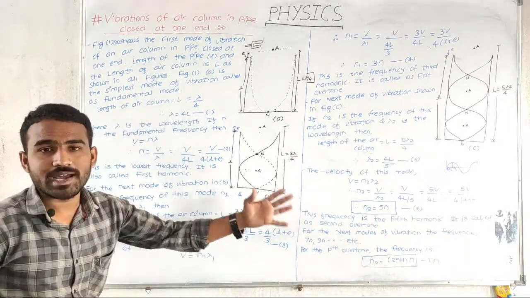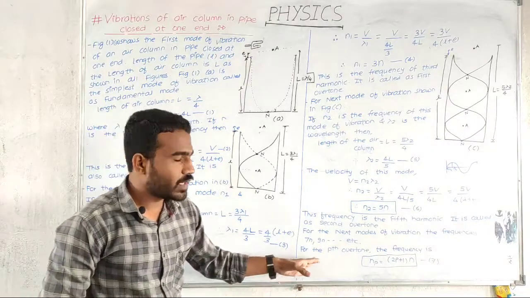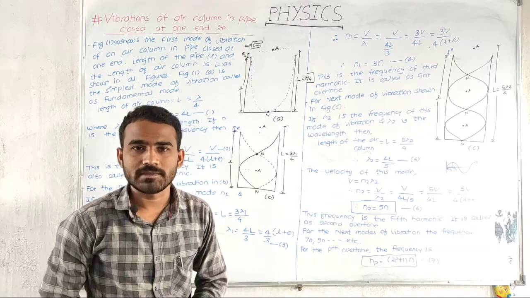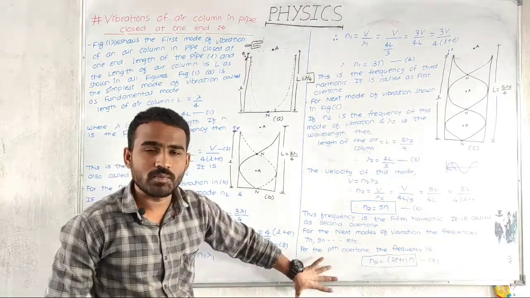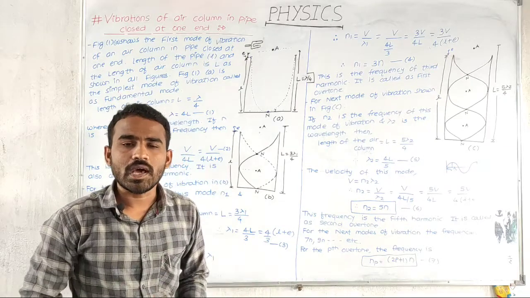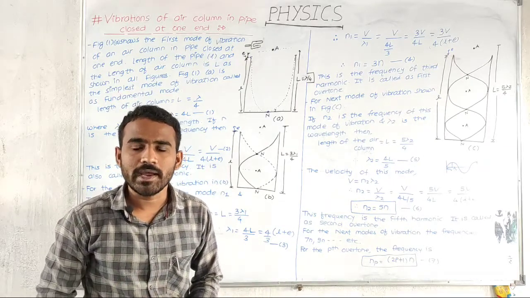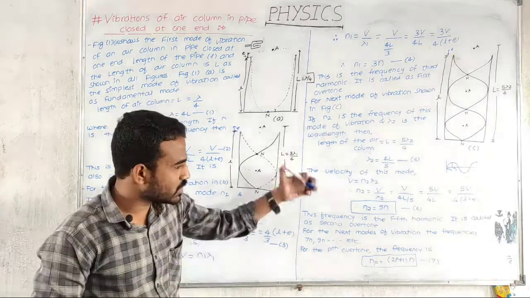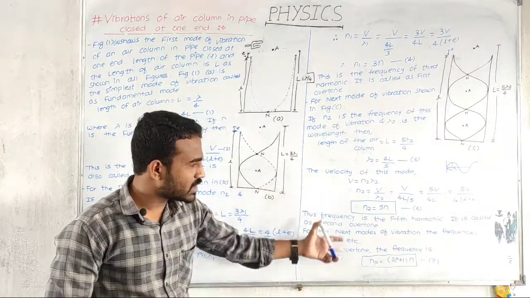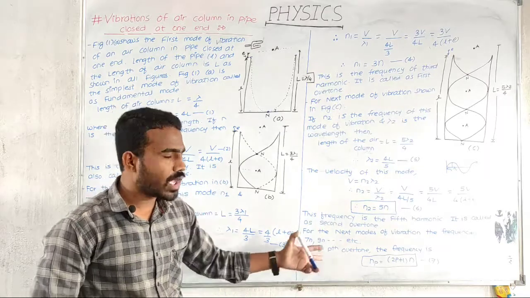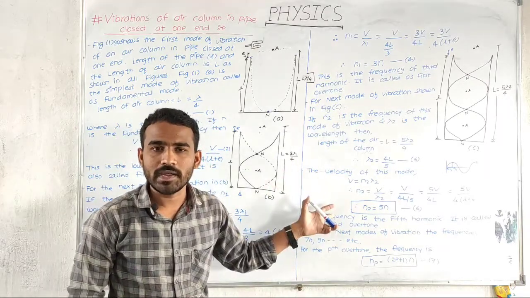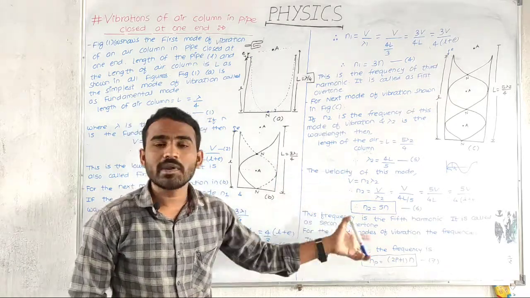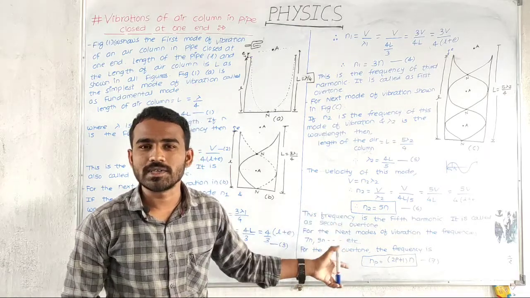So even harmonics are absent in this. What we can say from this is that in a pipe closed at one end, only odd harmonics are present, and the even harmonics are absent. By using this description, we can conclude that.